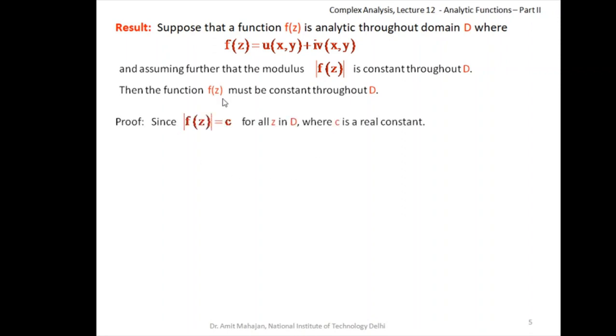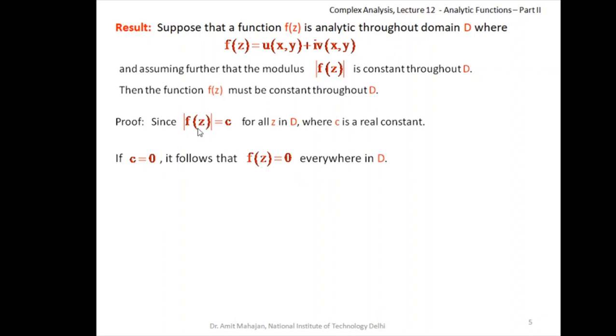Since the modulus is constant, we can take the modulus as equal to a constant c for every z value in the domain, where c is a real constant. Now if c is 0, then immediately the function will be 0. If c is 0, then this is only possible when the function itself is 0.